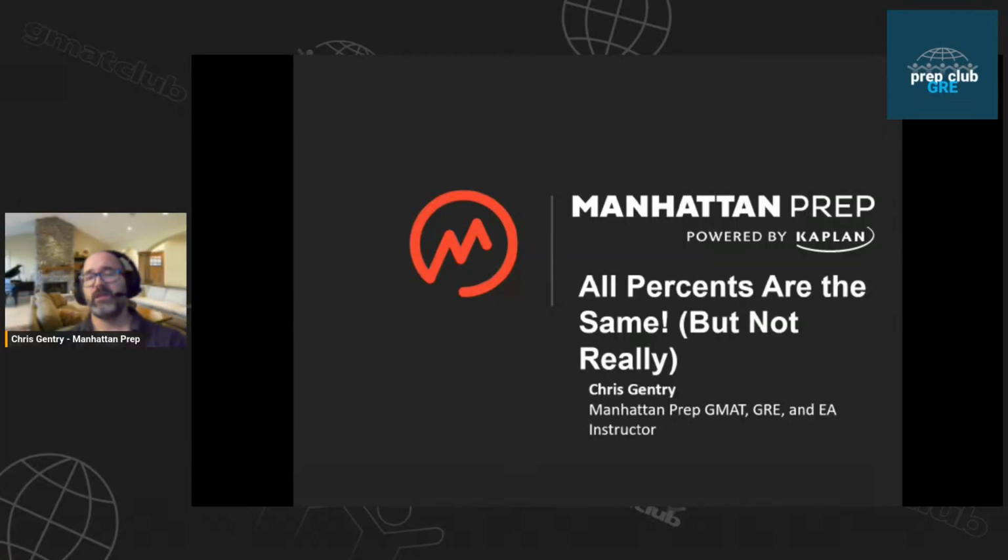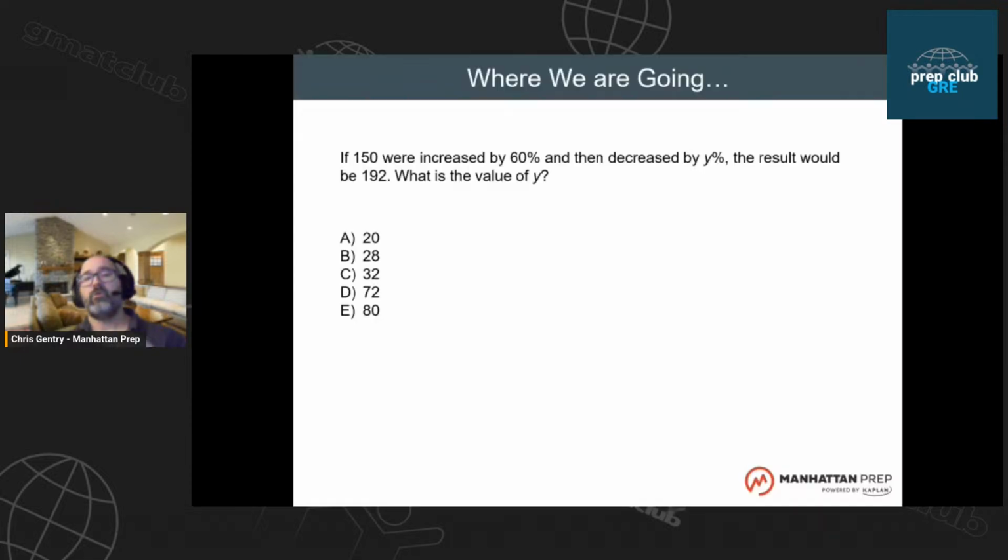Today, we are focused on quant content, which shows up incredibly frequently on this test. Today's focus: all percentages are the same, but they're kind of not. They all come from one foundational relationship. Once you have that foundational relationship, there are two ways to quickly address the most common presentations of percentage ideas. We are going to this problem. This is where we're going to end.